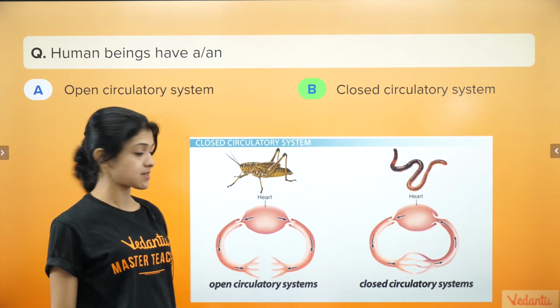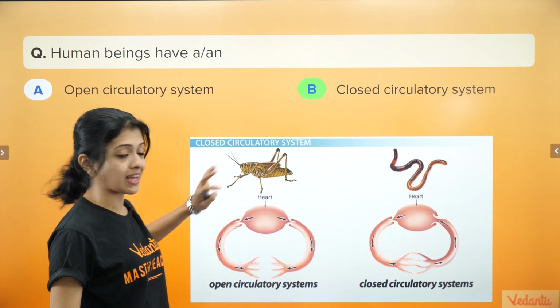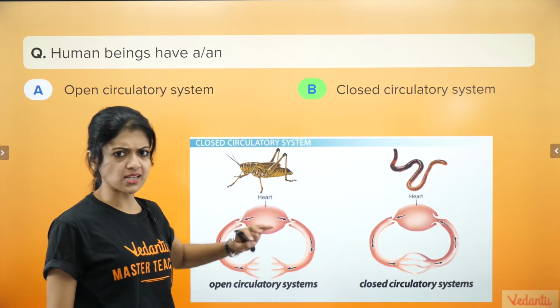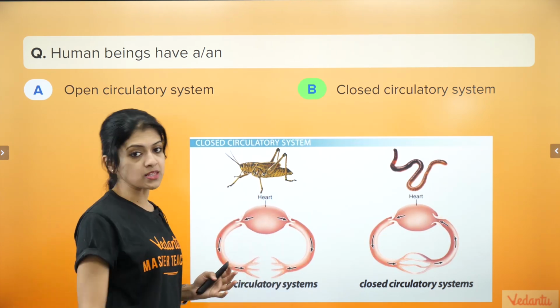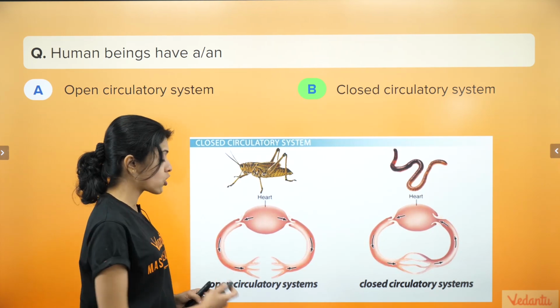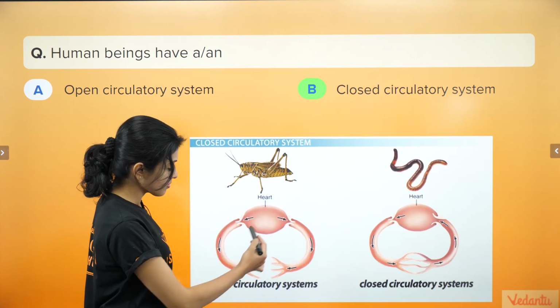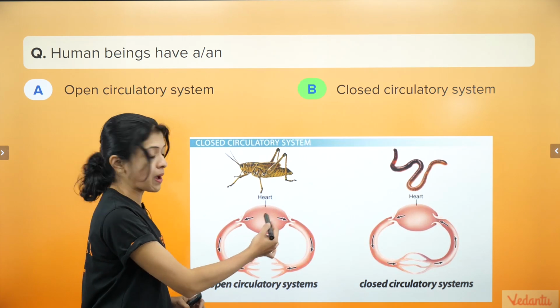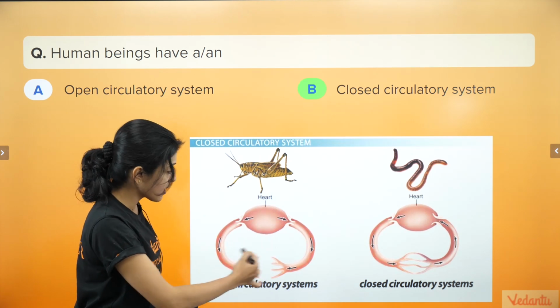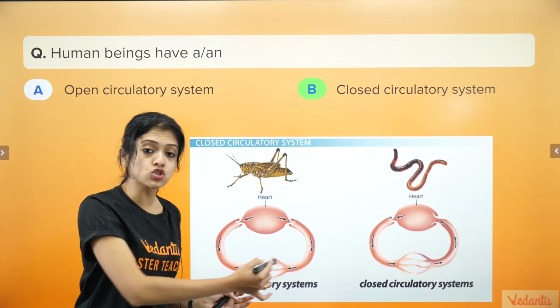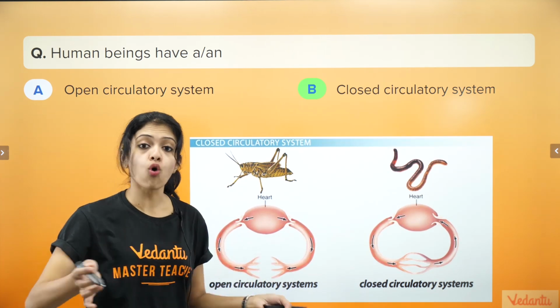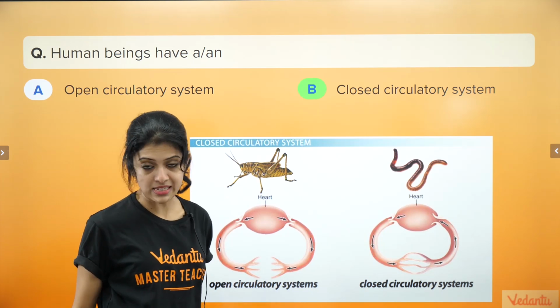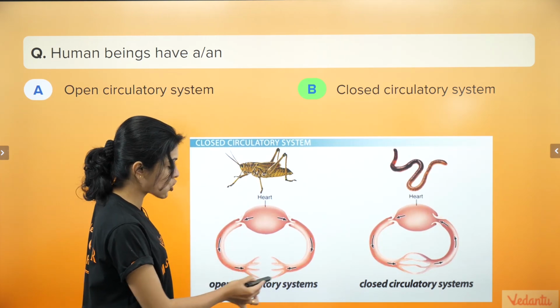Open circulatory systems are those which are present in insects like cockroaches, and most insects, most invertebrates in fact, have an open circulatory system. Why is it called open? It's because the blood is pumped by the heart and then whatever carries it to the body cavity just leaves it freely into open spaces of the body cavity, okay? Which is why it's not closed here.